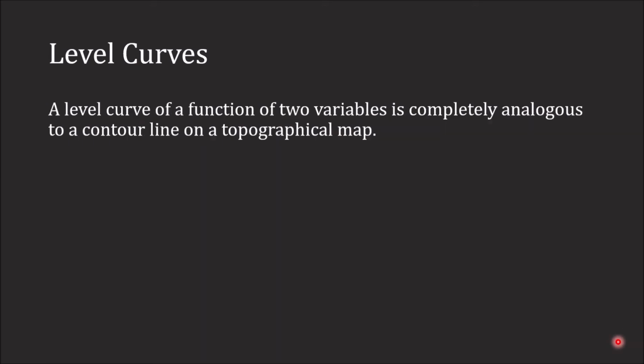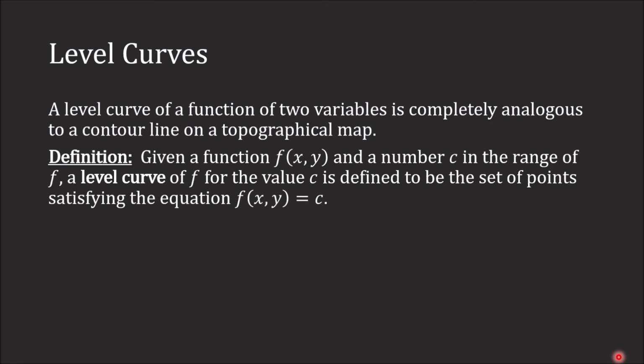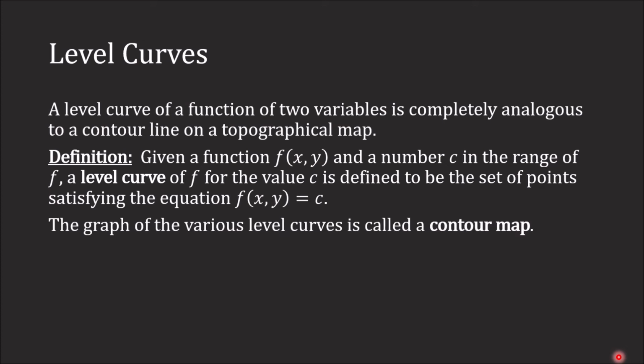Well, a level curve of a function of two variables is completely analogous to the contour lines on a topographical map. So given a function f of xy and a number c in the range of f, a level curve of f value c is defined to be the set of points satisfying the equation f of xy is equal to c. And the graph of these various level curves is called a contour map.